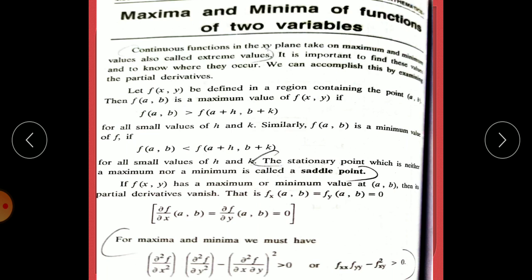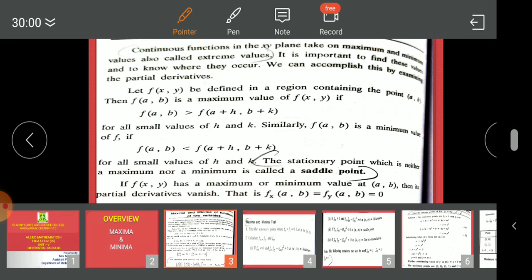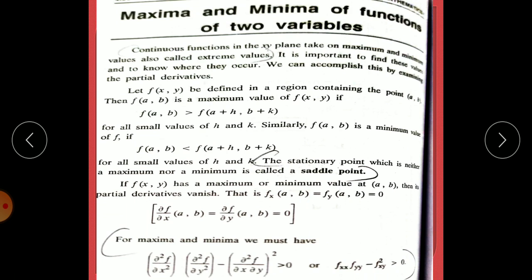A continuous function in the xy plane takes maximum and minimum values, also called the extreme values. Basically, the extreme values are called the maximum and minimum values. Here we are defining the saddle point, which is neither a maximum nor a minimum. And for maximum and minimum, we must have the condition: dou squared f by dou x squared into dou squared f by dou y squared minus dou squared f by dou x dou y the whole square greater than 0. This can be written as fxx fyy minus fxy the whole square greater than 0.